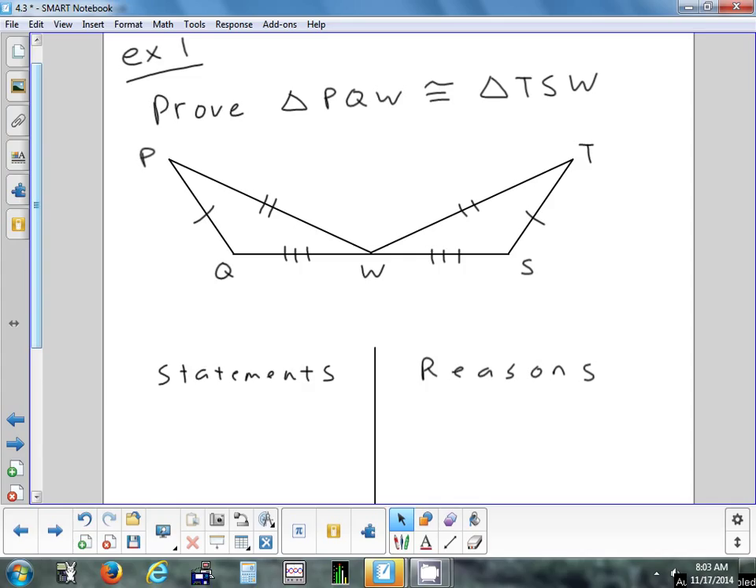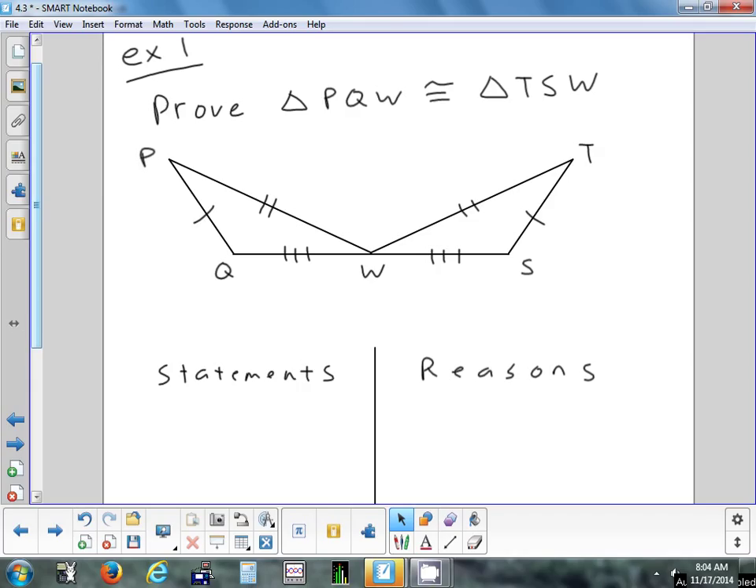So here's our first example. I want to prove that triangle PQW is congruent to TSW. First of all, any question on how I picked that order? Why, if it's a P, a Q, and then a W, does it have to be TSW? Because you have to do it so the sides line up. PQ is congruent to line TS, so you have to make sure all the angles match everything up.